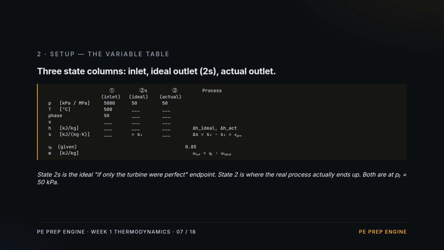3 state columns: inlet, ideal outlet 2s, actual outlet 2. Pressures pinned: 5 megapascals in, 50 kilopascals at both outlets. The outlets share pressure, but differ in everything else. 2s shares entropy with the inlet. The isentropic condition. Fill in givens, resolve state 1, then 2s, then 2 via efficiency.